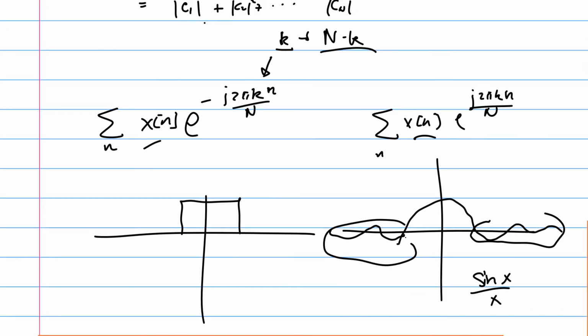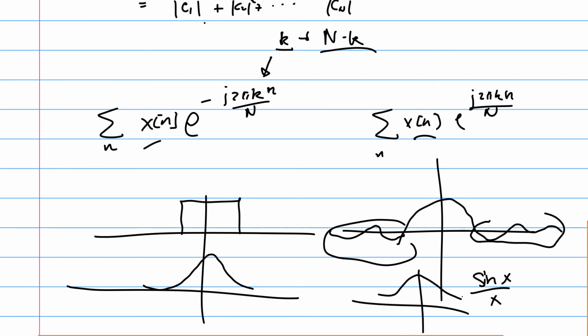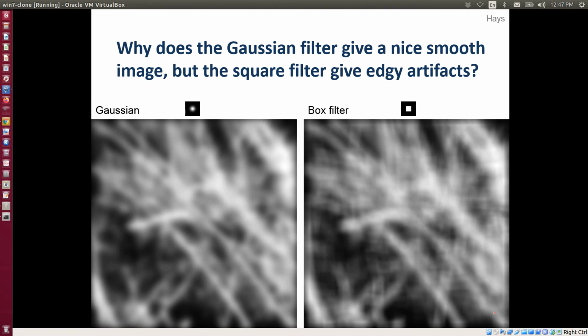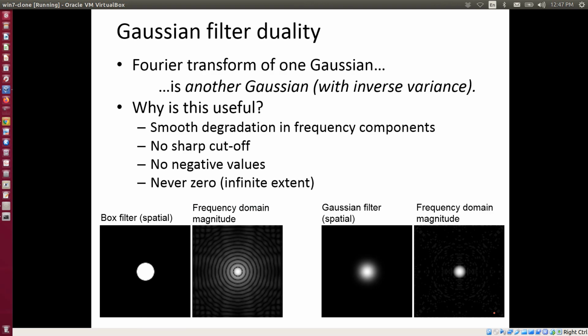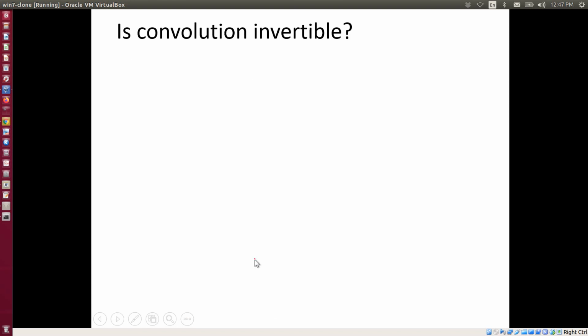On the other hand, if I have a Gaussian filter, do you know what is the Fourier transform for a Gaussian? Yeah, it will be a Gaussian as well. So it will decay very nicely. That's why you won't see those artifacts. And that's just repeating what I said: if you have a box-style filter, you have this high frequency artifact like this.